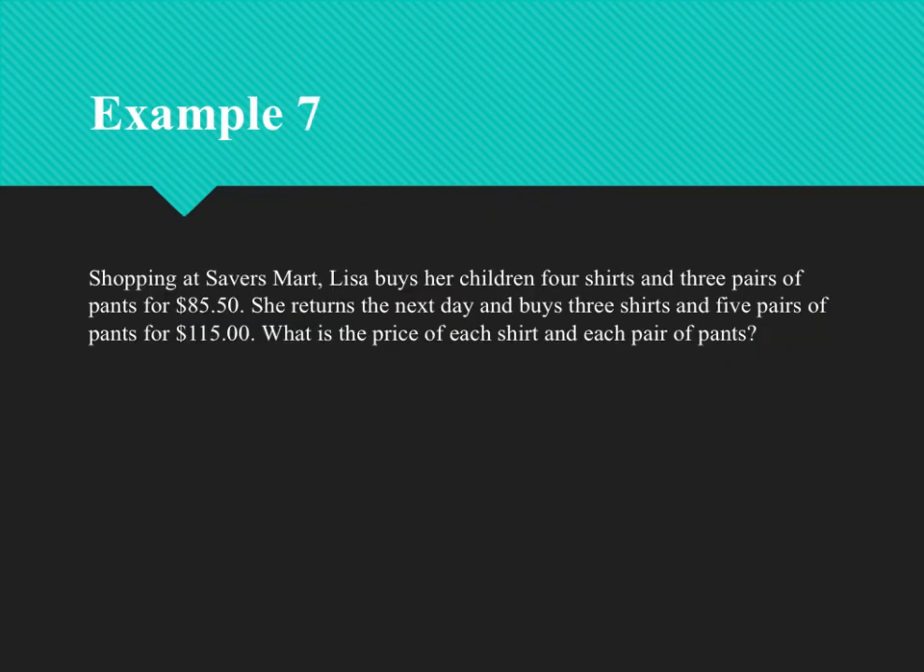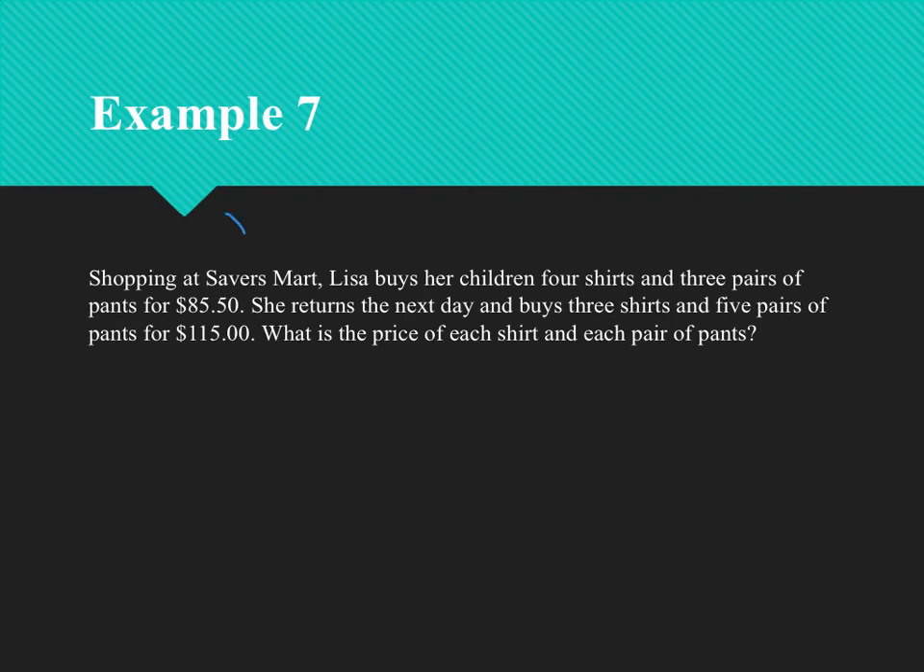For these next few, please take a quick second and try to do them on your own and then look at the solution. Example 7 says shopping at Savers Mart, Lisa buys her children 4 shirts and 3 pairs of pants for $85.50. She returns the next day and buys 3 shirts and 5 pairs of pants for $115. What is the price of each shirt and each pair of pants?